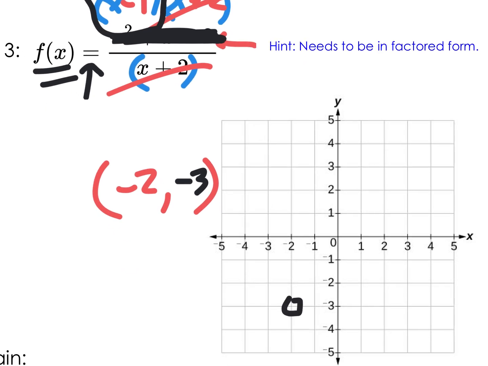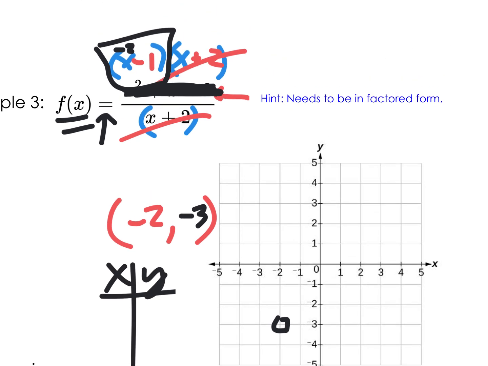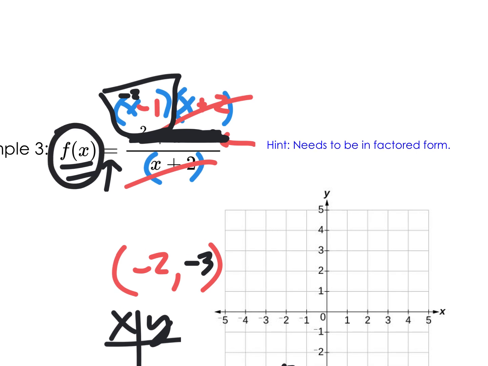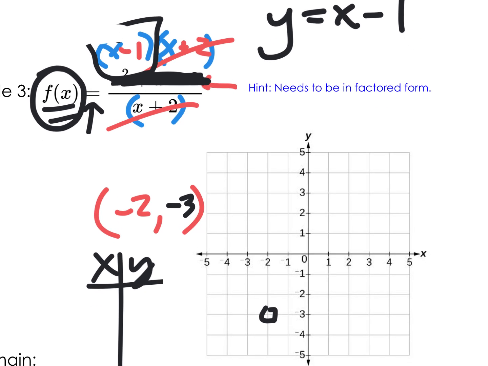But where's the rest of the line? Find points. Make an XY chart, find a whole bunch of points. But in this case, it's actually pretty easy. It's y equals x minus 1. That's the part that didn't cancel. Can you graph y equals x minus 1? It's actually weird. It's so easy, it's hard. How do you graph y equals x minus 1? Do you know the y-intercept? Do you know the slope? So it goes through here and has a slope of 1. There we go. And it keeps going on the other side too, by the way.